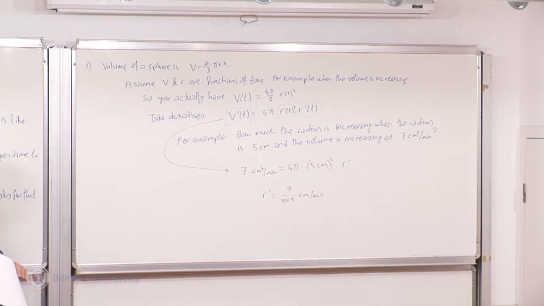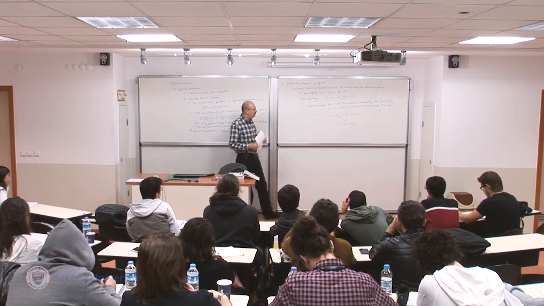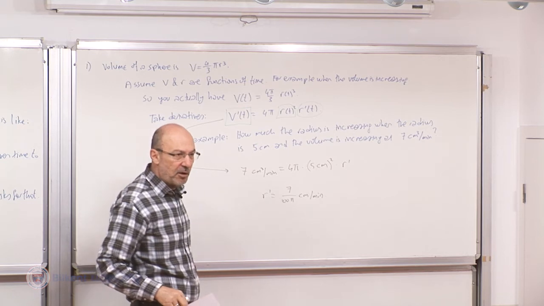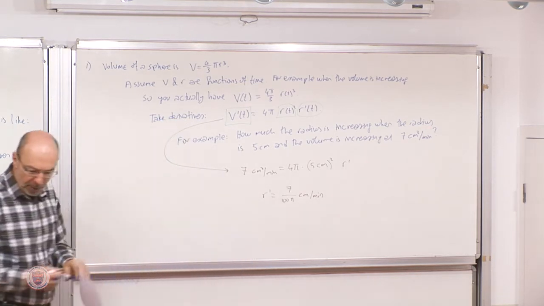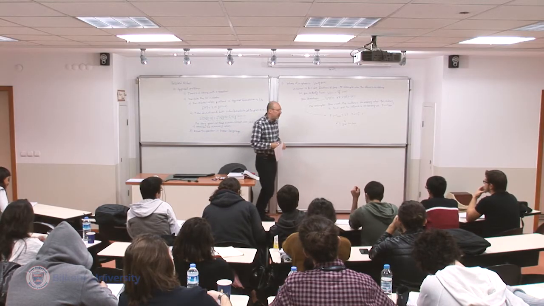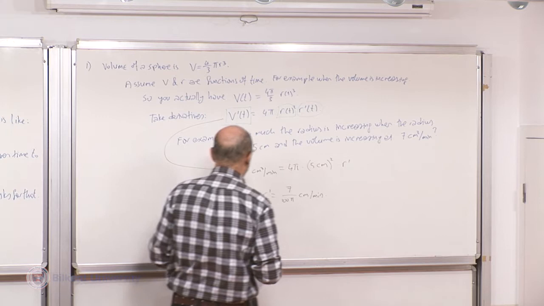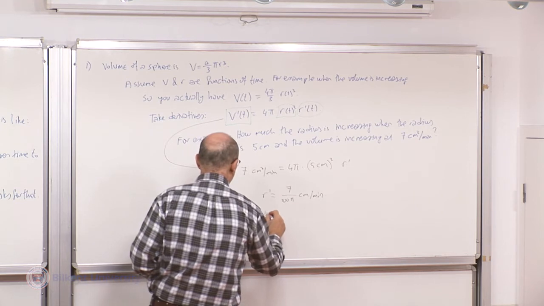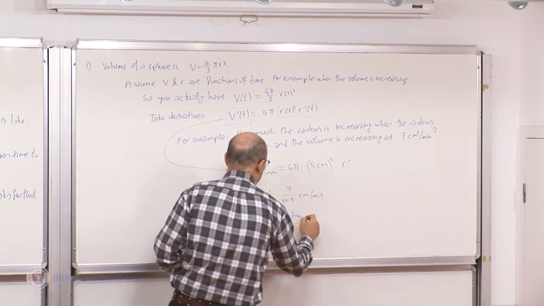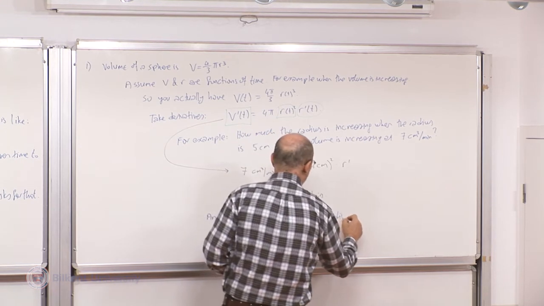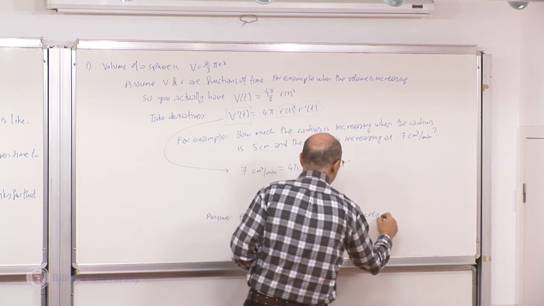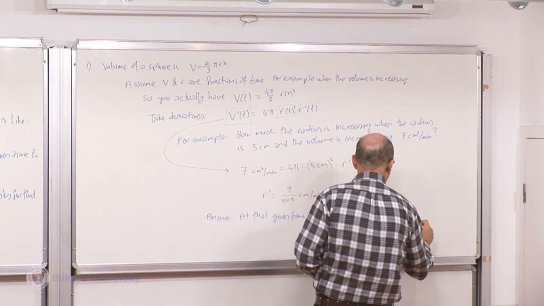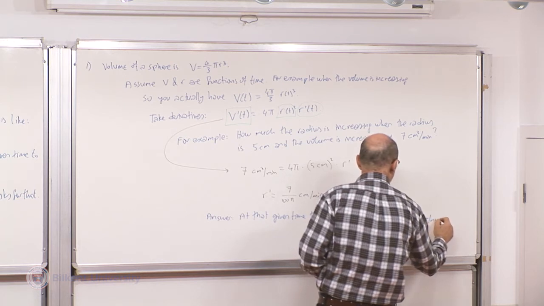But R prime is 7 over 100 pi is not the answer to this, because you see in the story there is no R prime. The story is saying how much is the radius increasing. So now your answer should be, if you want to give a short answer, you can just refer to this at that time. So answer: at that given time, the radius is increasing at a rate of 7 over 100 pi centimeter per minute.